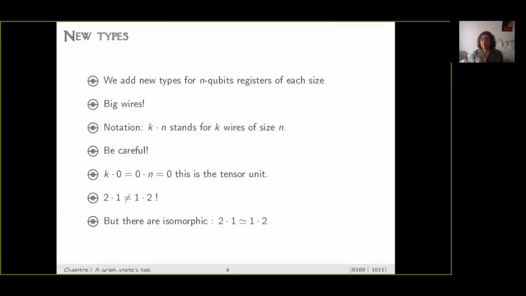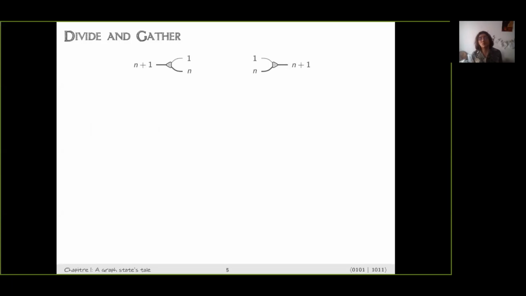So we have new types. Now let's introduce new generators to construct them. To construct registers of qubits, we have the divider. You start from a register of size n plus 1 and you extract 1 qubit from it. Or you also have the gatherer, where you take a register and 1 qubit, and you end up with a register with the size increased by 1. Those two generators satisfy two equations, the elimination equation and the expansion equation.